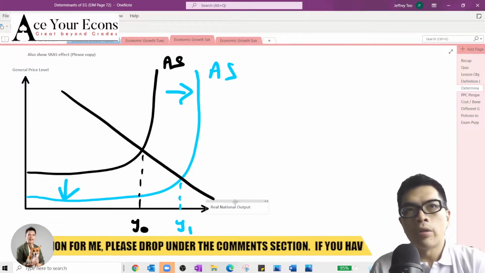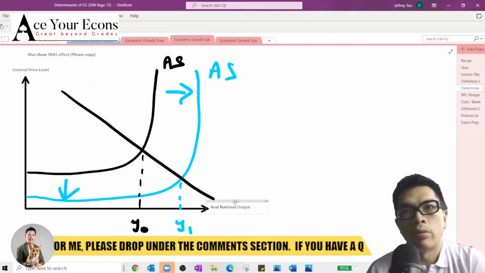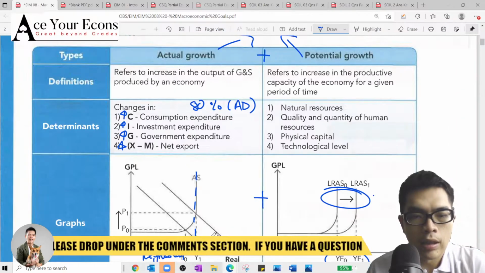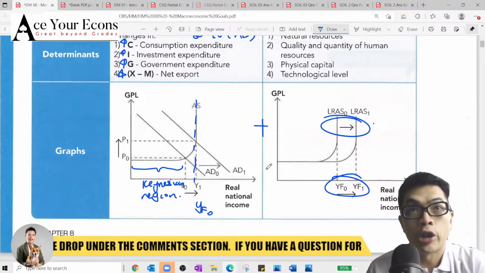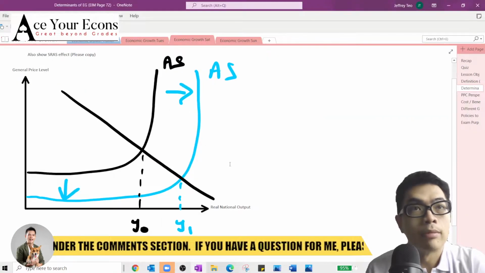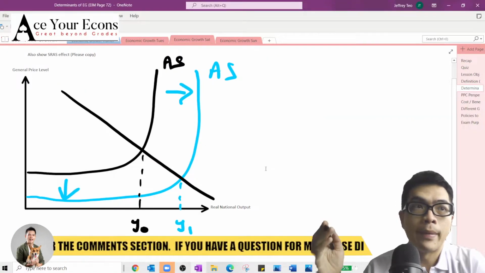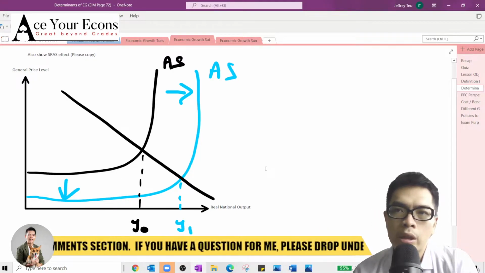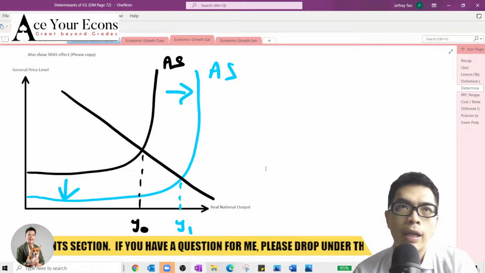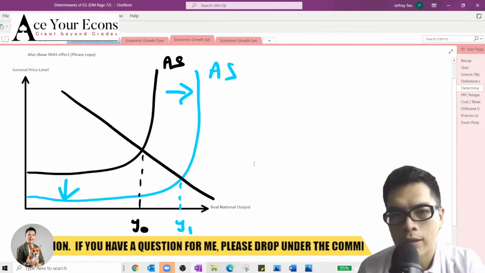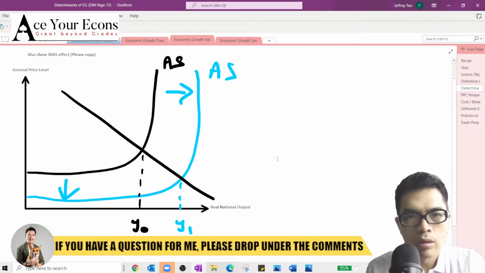If it's not used in school, I don't recommend you to use it. We stick to what we have learned. This is the more conventional approach. But there could be cases where this comes in handy: when there is a simultaneous fall in cost of production and an increase in your quantity of capital. Then in that case, you can use an outward and downward shift in your AS curve. Good so far?